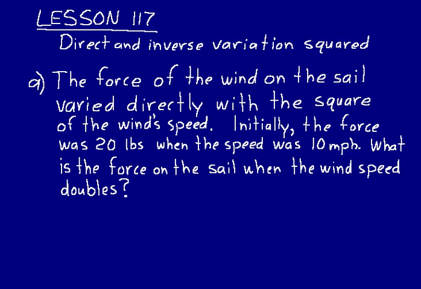Lesson 117 is about direct and inverse variation squared. Now in Lesson 113 we learned what direct variation and inverse variation were. Remember, we were comparing two quantities. When things vary directly, they both change in the same direction, and we write that as a fraction, and that ratio stays constant. Inverse variation, one thing is increasing and the other is decreasing, or vice versa, and we write those two quantities as factors of each other, and that product stays constant.